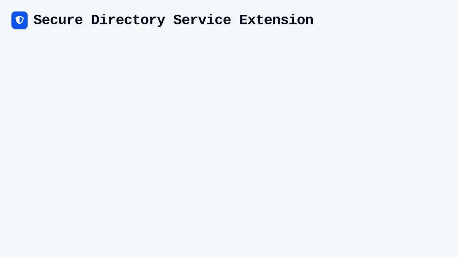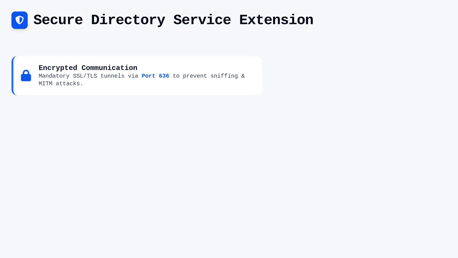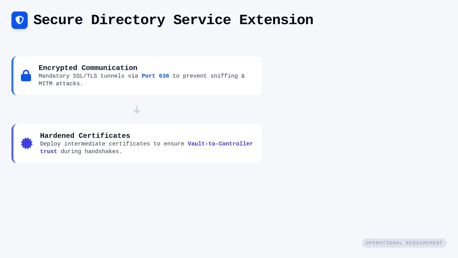Security is paramount when you are extending your directory services, which is why utilizing encrypted communication channels is not merely a recommendation, but an operational requirement. By enforcing the use of certificates over port 636, you establish a secure sockets layer or transport layer security tunnel that shields your binding credentials and directory queries from potential sniffing or man-in-the-middle attacks. You should prioritize the deployment of hardened intermediate certificates to ensure that the Vault trusts the directory controller throughout the entire handshake process.